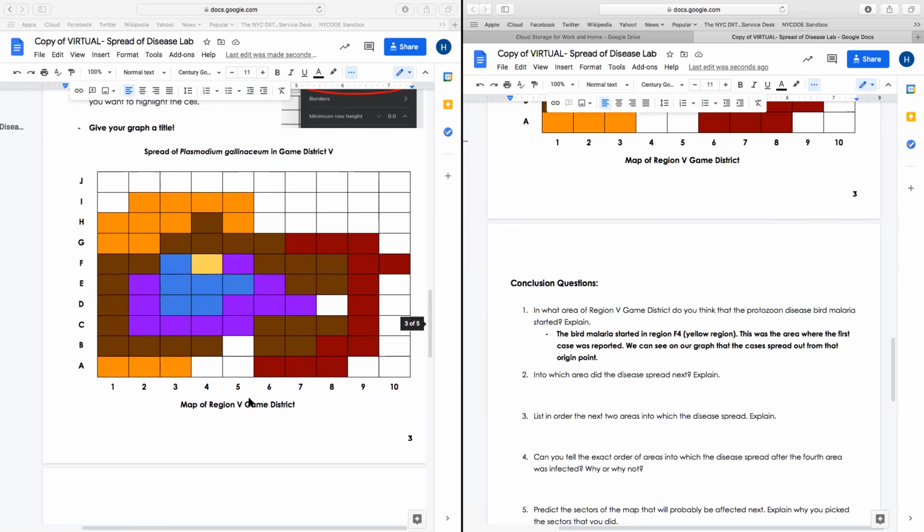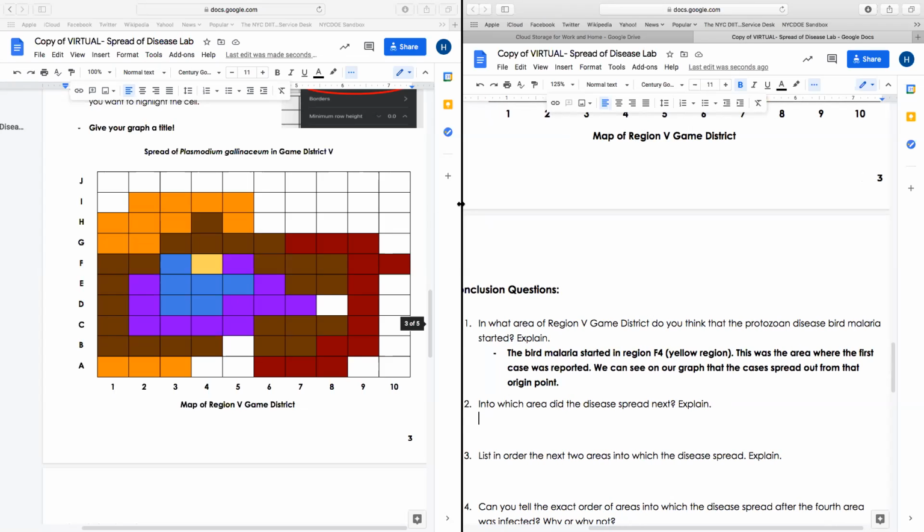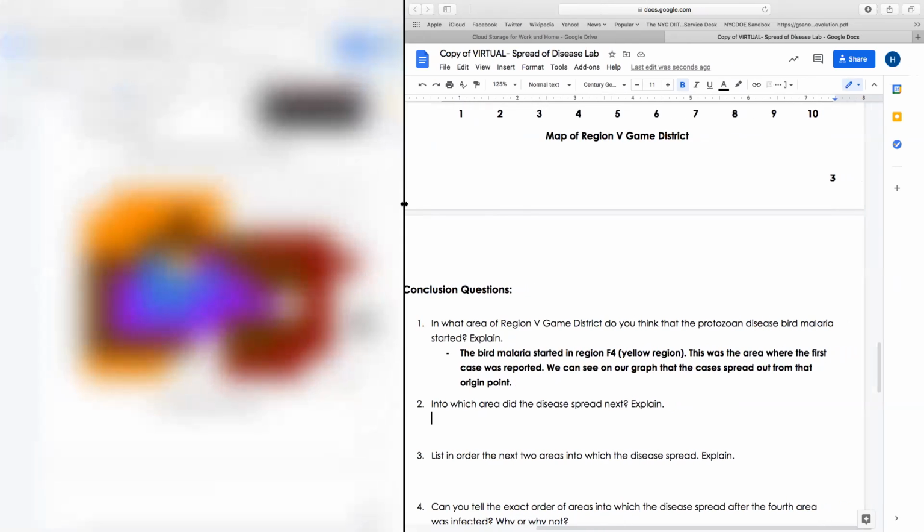Miss Collins. Yeah, what's up? After we answer the questions, can you make the right side of the screen bigger? Because I just can't see the thing. Yeah, for sure. Let me see if I can zoom in a little bit more. Is that a little bit better for you? Yeah, that's better. Thank you.